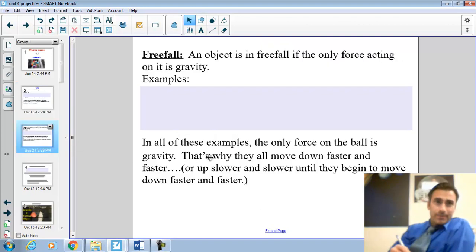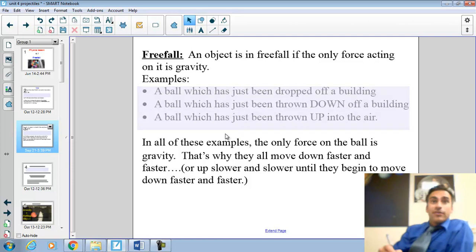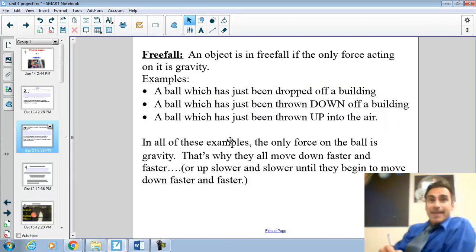All right, so free fall. An object is in free fall when the only force acting upon it is gravity. Examples of this would be a ball being dropped off a building, a ball which has just been dropped off a building, and a ball which is thrown up into the air. All of which only have the force of gravity on the ball.